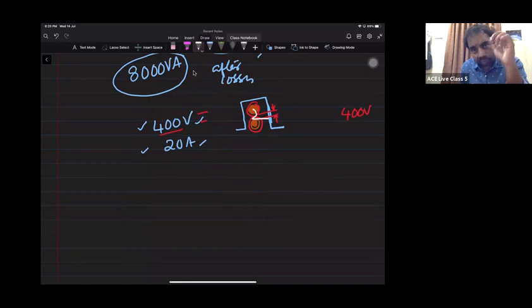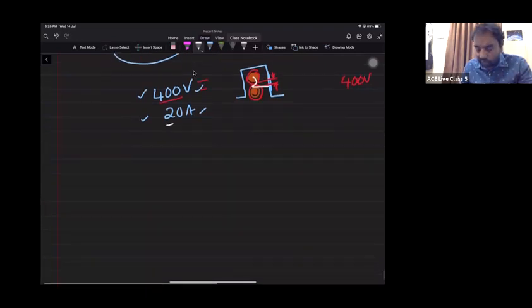The reason is that the insulation thickness has the capacity to withstand a voltage only up to 400 volts. If you apply more than 400 volts, then obviously the windings will get damaged. It is a warning to you: don't apply a voltage of more than 400. Is this point clear? Confirm. Right.